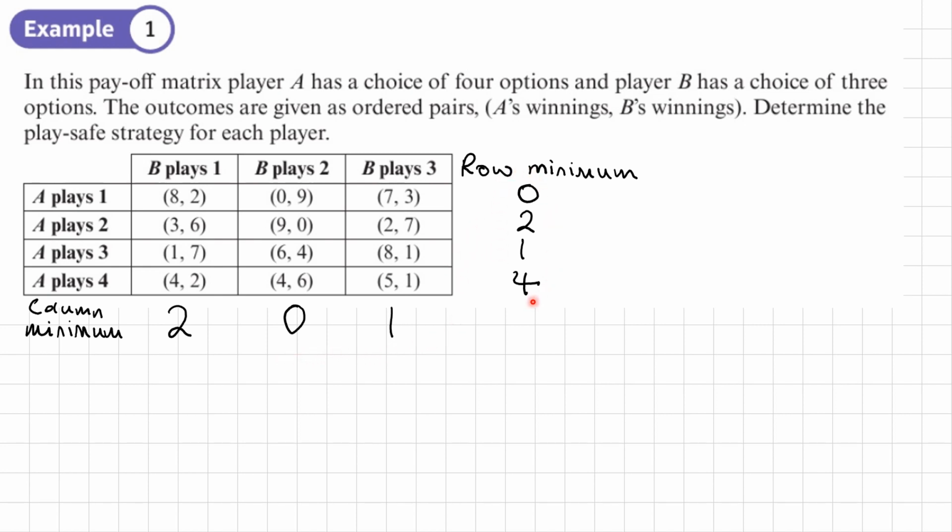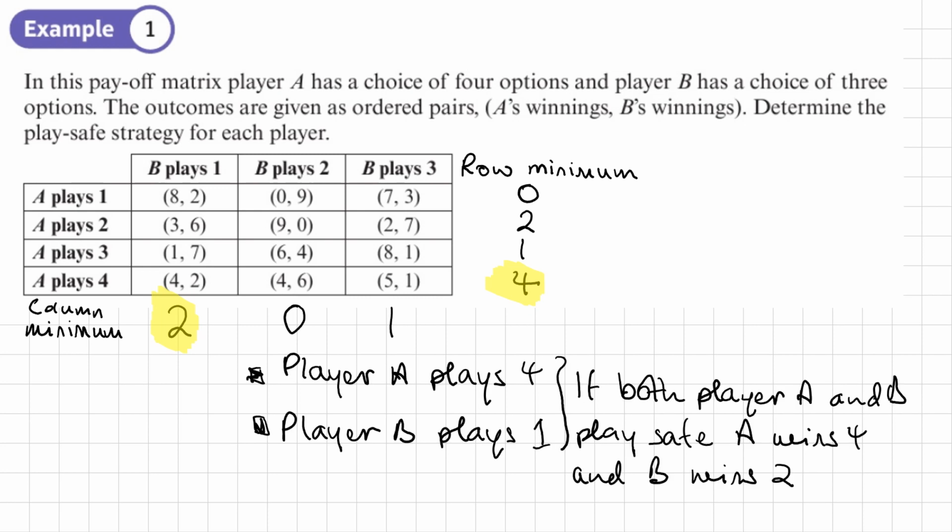So for player A, what's their least worst option? Well, it's going to be playing 4, because if they play 4, the minimum they're going to win is 4. The other options are not as good. And how about player B? They should play 1, because the worst that can happen is that they only win 2. So let's write that down. Player A plays row 4, and player B plays column 1.